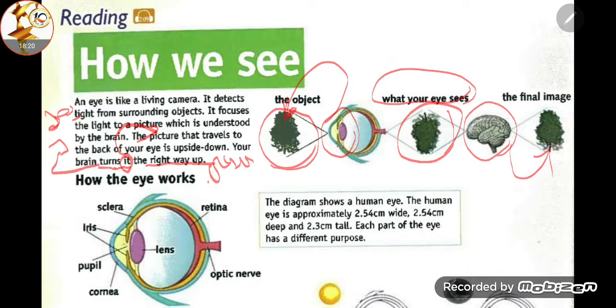Okay, let's continue. How the eye works. The diagram shows a human eye. The human eye is approximately 2.54 centimeters wide, 2.54 centimeters deep, and 2.3 centimeters tall. Each part of the eye has a different purpose.